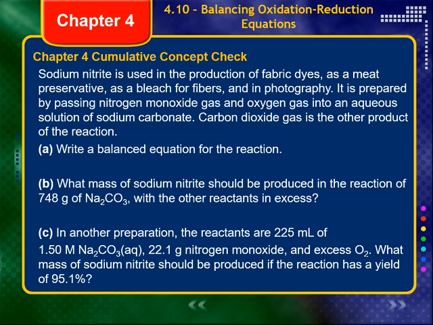B, what mass of sodium nitrite should be produced in the reaction of 748 grams of sodium carbonate with the other reactants in excess? And C, in another preparation, the reactants are 225 milliliters of 1.50 molar sodium carbonate, 22.1 grams of nitrogen monoxide, and excess oxygen. What mass of sodium nitrite should be produced if the reaction has a yield of 95.1%?